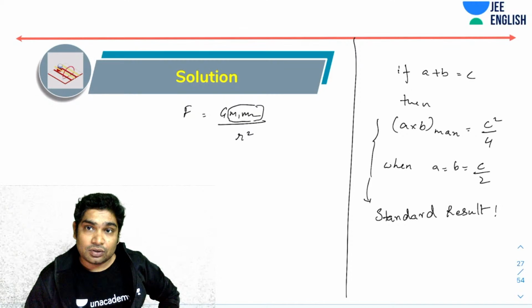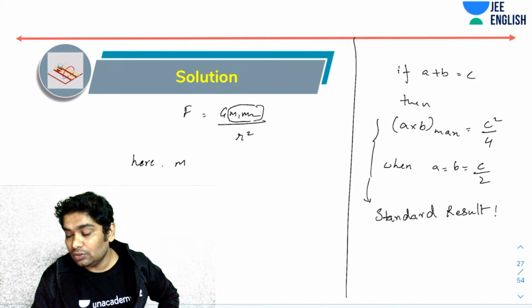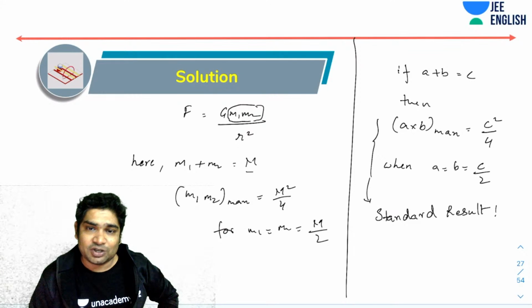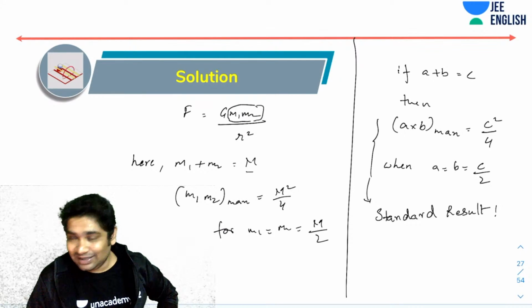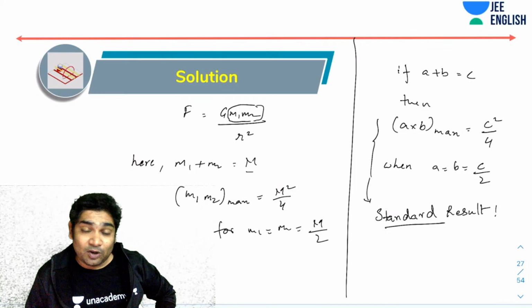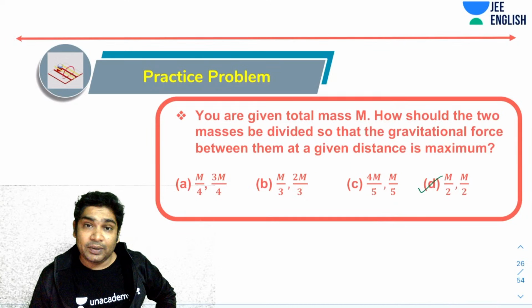Since you know that here m1 plus m2 is constant, m1 plus m2 equals M, which is constant, m1 into m2 max would be M square over 4 for m1 equals m2 equals M by 2. Again, you can prove that by differentiation also. Not a huge deal about this standard result, which you can easily derive. But since this is a very commonly used thing, you can remember this. So the correct answer would be D, in fact.